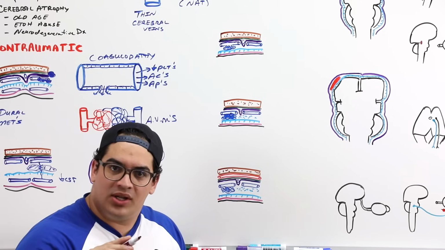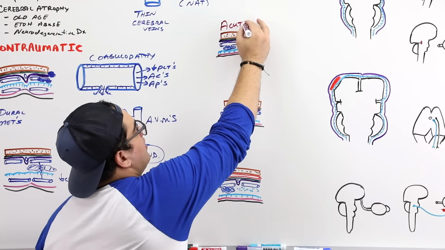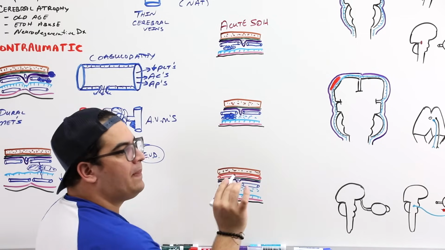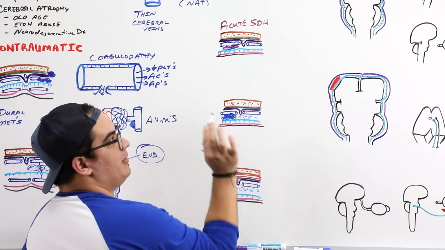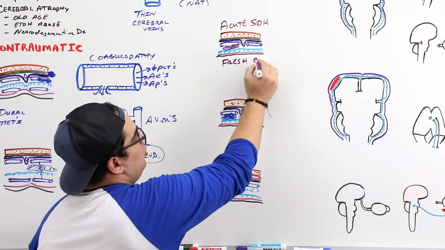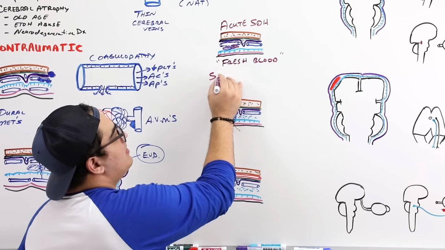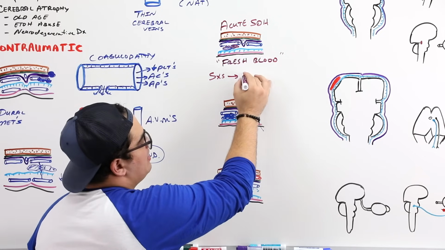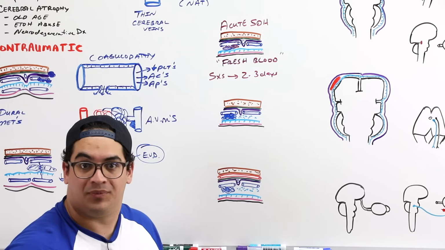All right, so the next thing that I want to talk about is to, again, remember there are different types of subdural hematomas. So we have what's called an acute subdural hematoma. Whenever you have an acute subdural hematoma, you have fresh blood that's accumulating within the subdural space. And important to remember is that the symptoms, which we'll talk about in a second, usually don't develop for at least maybe 2 to 3 days after the bleed occurs, okay?